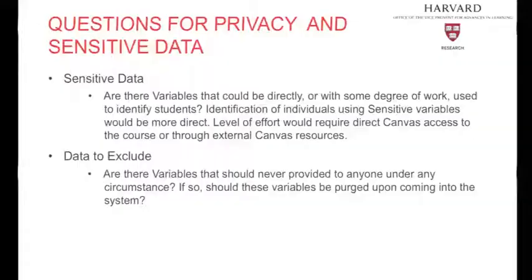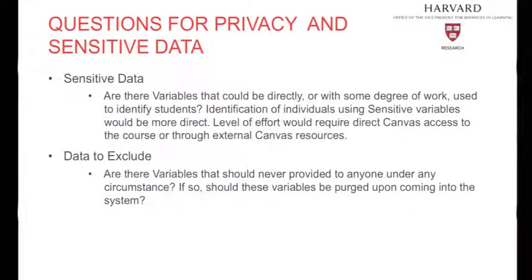Here are some questions for privacy and sensitive data. We have them lumped into two categories. Sensitive data, or any variables that could be directly or with some degree of work be used to identify students. An obvious one would be name. But there are also other data that we need to think about excluding, such as emails.